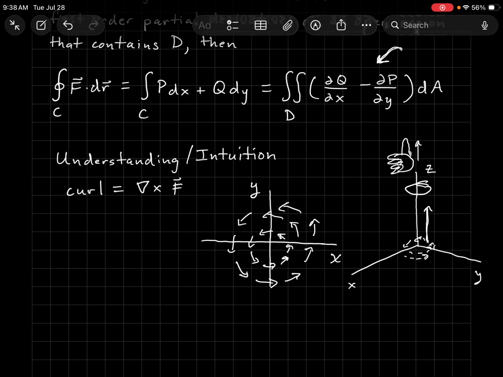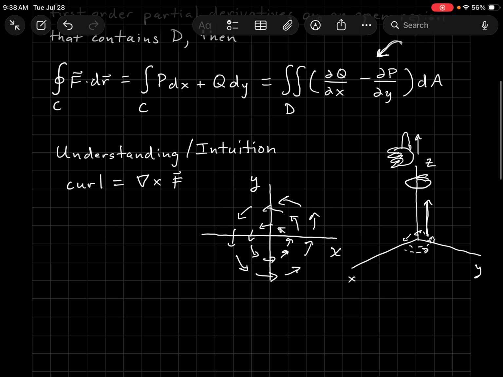The other idea, kind of curl, is if you watch my previous videos, I usually talk about a function f of x, y as being like a mountain.